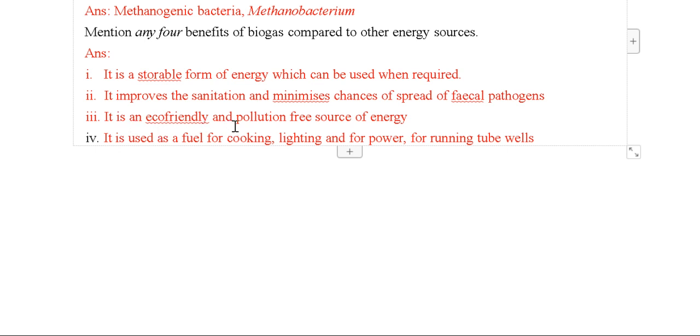It is an eco-friendly and pollution-free source of energy. In this case, no such elements are emitted from the system that can pollute or disturb our normal environment. So it is totally eco-friendly, and there is no chance of contamination of the air, water, or soil. So it is totally pollution-free. And the fourth benefit, it is used as a fuel for cooking, lighting, and for power for running tube wells. So these are the 4 benefits of biogas as compared to other energy sources.